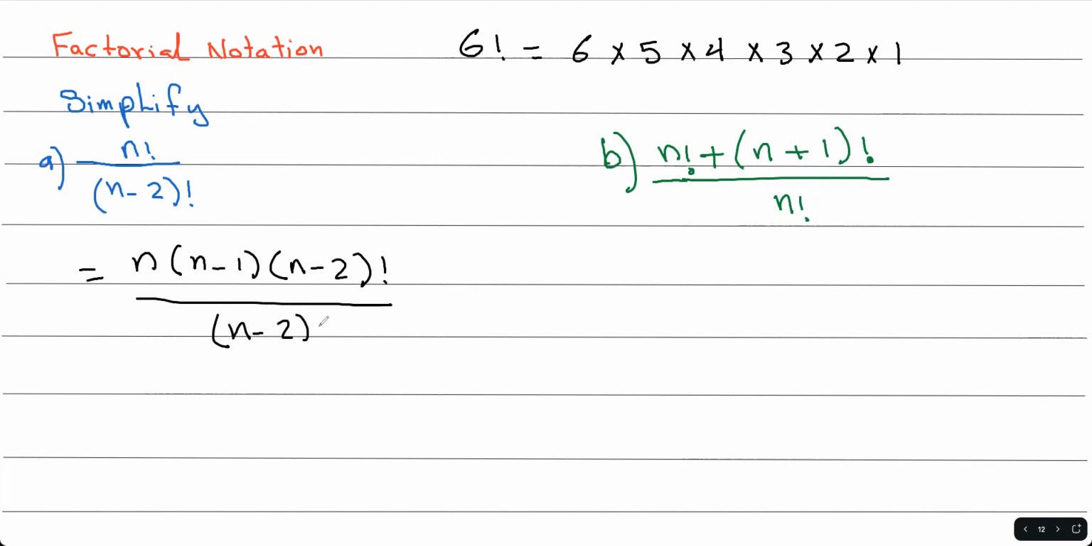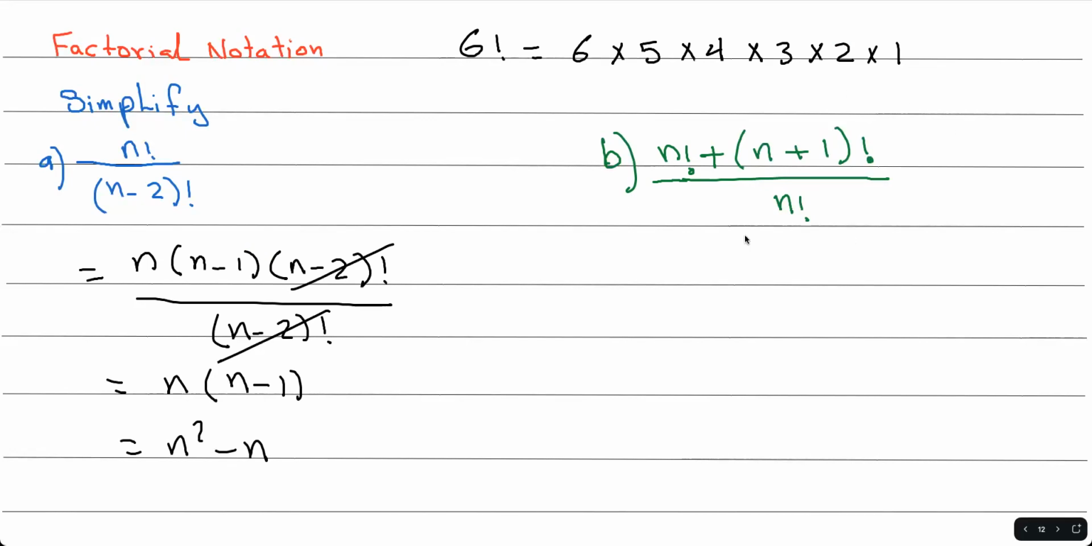I stopped right here because I have n minus 2 factorial on the bottom and I want to cancel them. This gives me n minus 1. If you want to expand it, you could just write it as n squared minus n. Now this one is a bit more challenging, so I'm going to leave it for you to do. So try it out, see if you could get it.